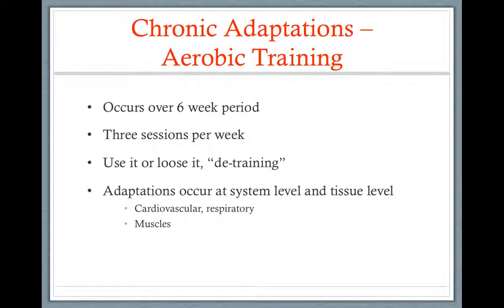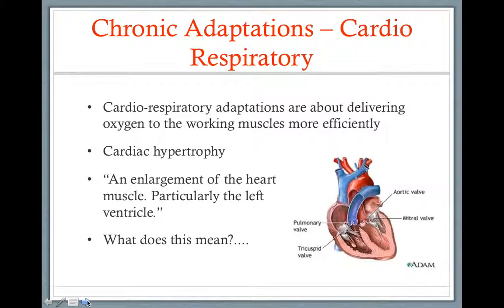Adaptations occur at system and tissue level: cardiovascular, respiratory, muscles. Our body is going to adapt at all levels to training. But the key for chronic adaptations to occur is that they must happen over a 6 to 8 week period, generally about 3 sessions a week. Keep that in mind.